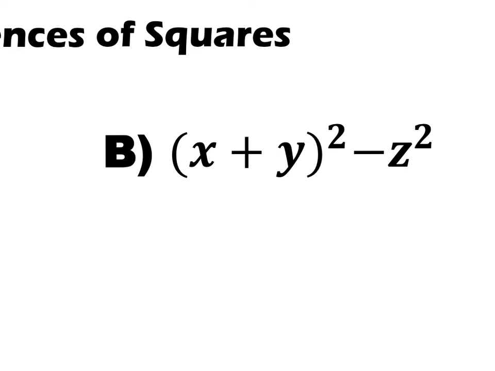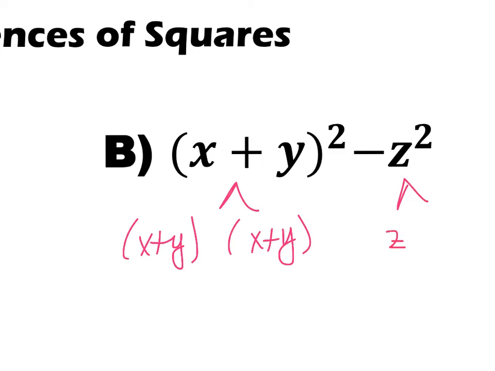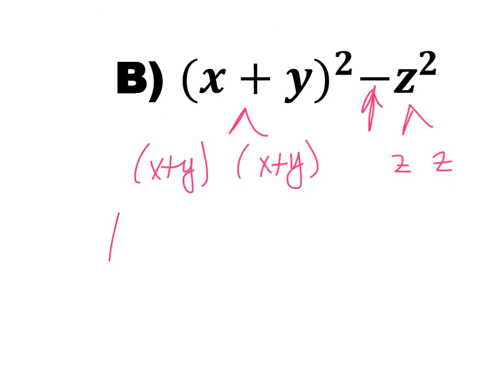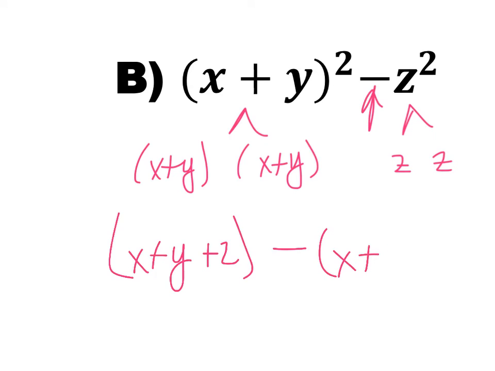This one's a little harder to see. It's a little harder to see, but are these both perfect squares? How do you know they're perfect squares? Because it's squared. So this one would be x plus y and x plus y. This one would be what? Z and z. Is this the difference? Yes. So your first parenthesis would be x plus y plus z, minus x plus y.